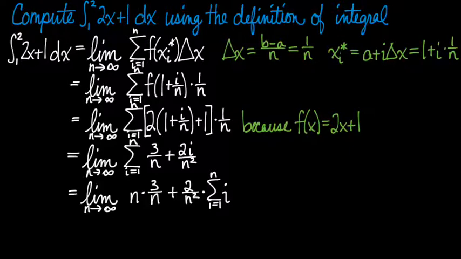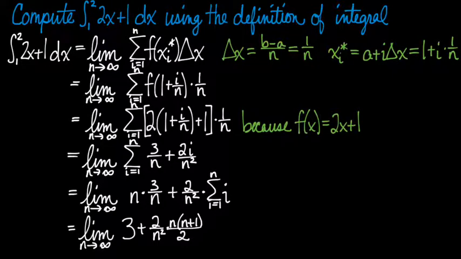Now the sum, as i goes from 1 to n of 2i over n squared, is a little more complicated. I'm going to factor out the 2 over n squared in front of the sigma, and now I have the sum as i goes from 1 to n of i. Now I know that n times 3 over n is 3, so I simplify that. And I also know that the sum as i goes from 1 to n of i is n times n plus 1 over 2. So I make that substitution as well.